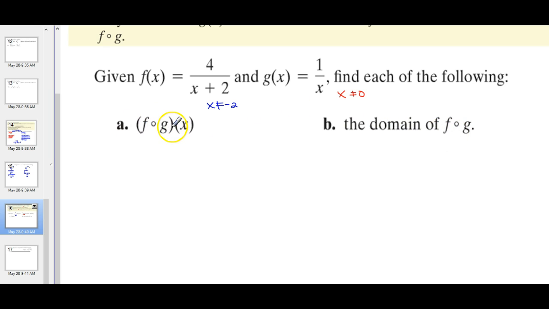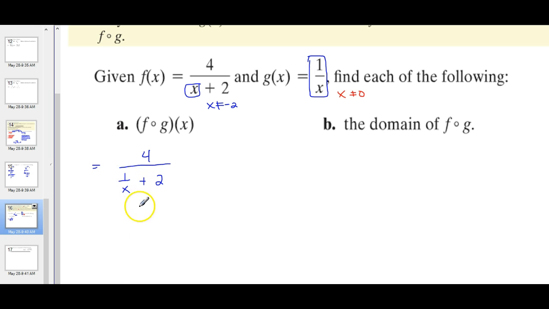Alright, so F composed with G, that means plug G into F again. So we're going to plug this function right here in where this X is. So what we end up with is 4 from the top, alright, divided by X plus 2. So I'm going to put the plus 2 there. So now it kind of looks like this, but the X I'm replacing with 1 over X.